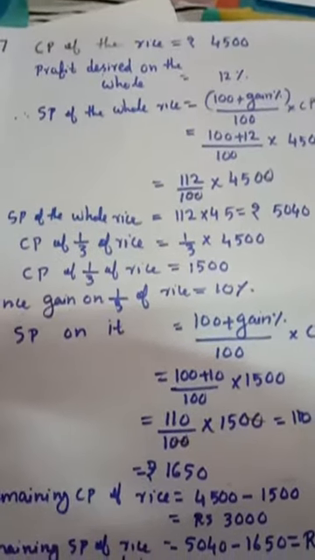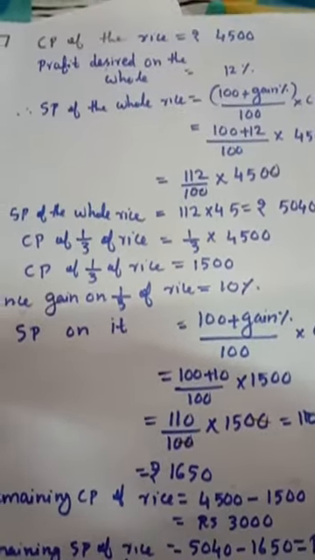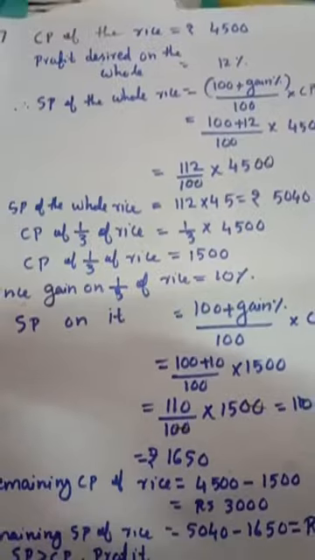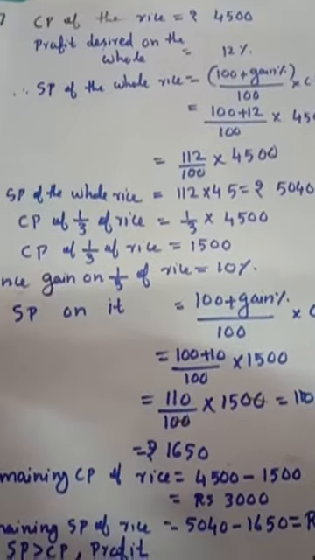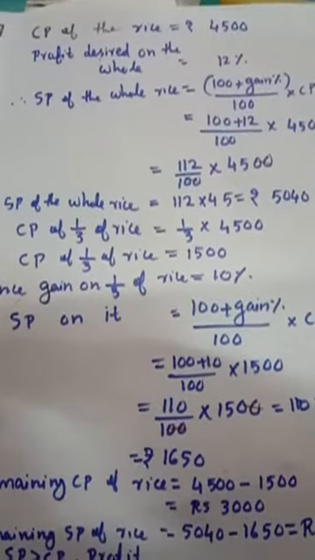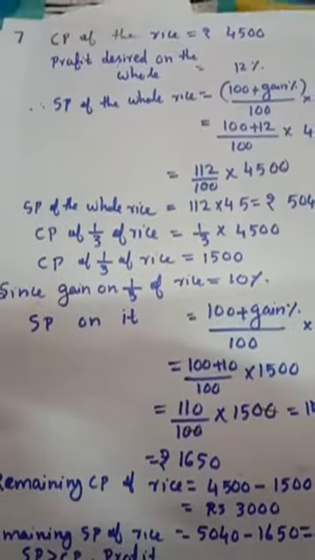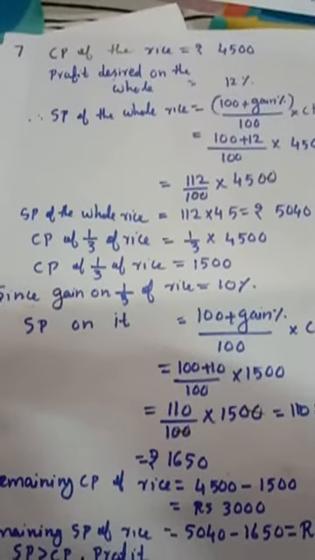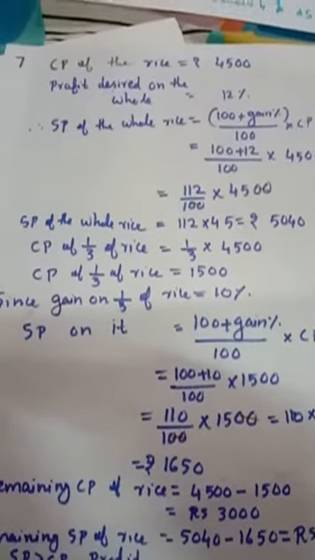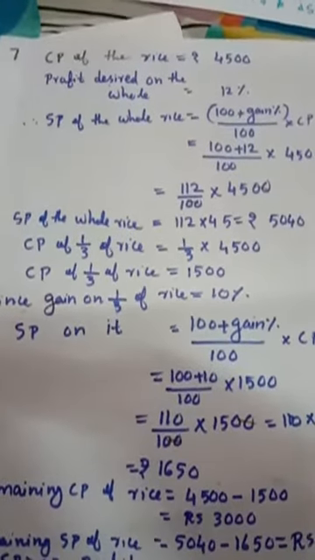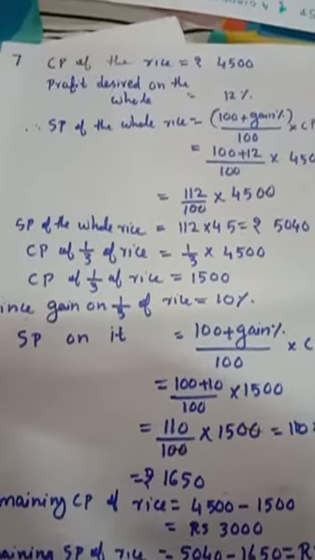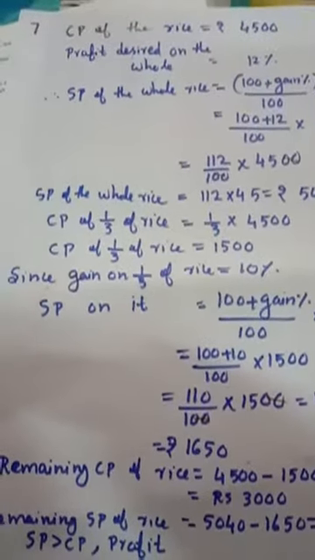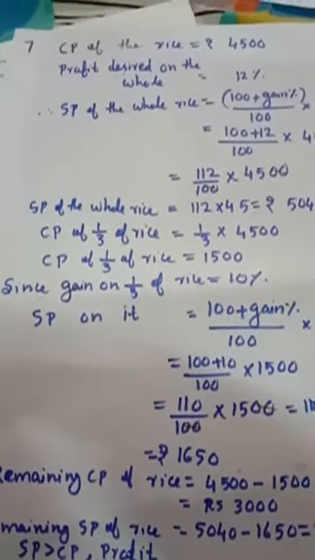So by selling this 1/3 of the rice, he got a gain, a profit of 10%. So gain on 1/3 of rice is 10%. So what is the SP of this 1/3 of rice? CP of 1/3 of rice is 1,500, that is 1/3 into 4,500. Now SP of 1/3 of rice.